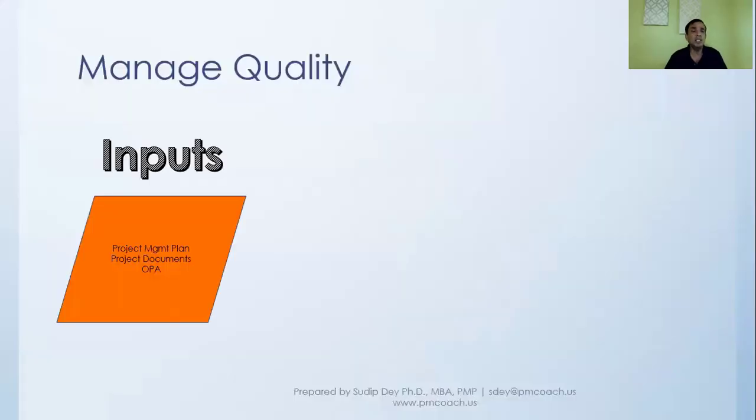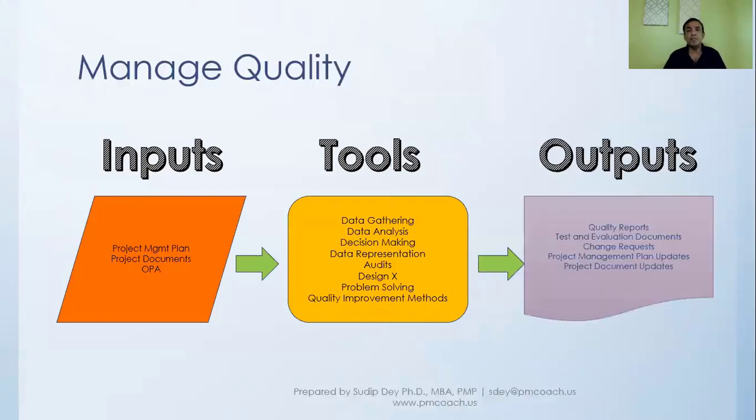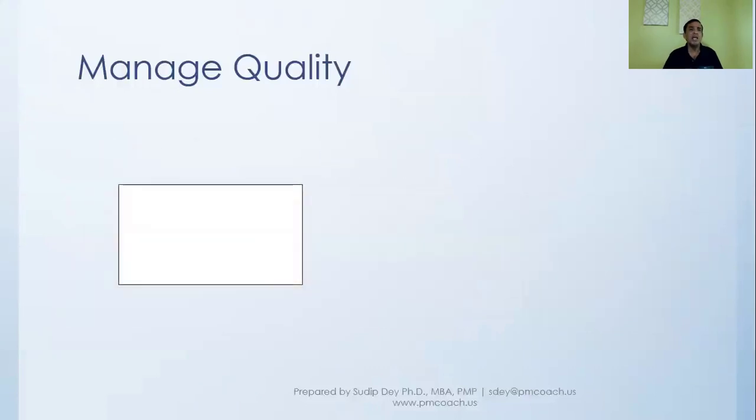In manage quality, the inputs will be the project management plan and project documents. When we say project management plan, the main one will be the quality management plan, and there will be different project documents and OPA, and we'll use different tools. And the main thing that will come out will be the quality report and some test and evaluation documents. Now, manage quality in a lot of organizations is also known as quality assurance.